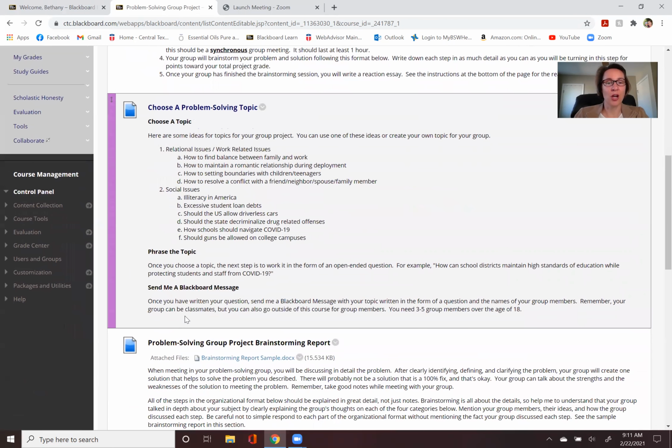Then let's talk about choosing a topic. Your topic can be anything, really, that is related to a problem that your group is going to talk about and hopefully solve, just in coming to an agreement about a solution. Some examples are finding a balance between family life and work life, and maybe social life, or how to maintain a long-distance relationship and keep that relationship close and valuable. Or it could be a social issue like student loan debts, or how schools are going to navigate through finally opening after the COVID pandemic.